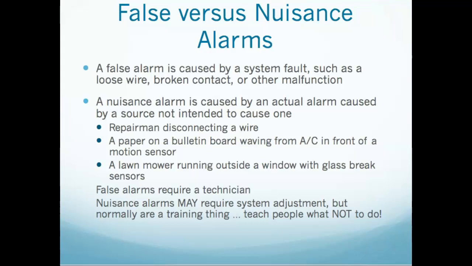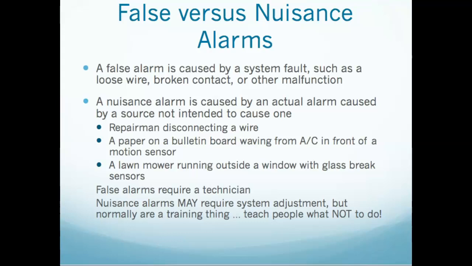It's a nuisance alarm. Someone did something that triggered that alarm that needs to be changed. A lawnmower running outside a window, if it has glass break sensors, right? That's not a false alarm. The system picked it up. It's a nuisance alarm. The person should be trained that they either need to tell you when they're going to do that, or they shouldn't get so close to the glass, and they should use a weed whip near the front of the building instead of getting so close.